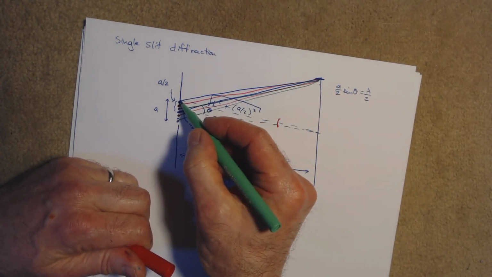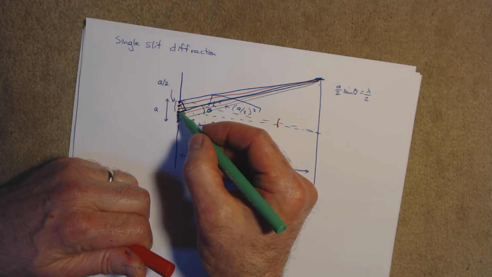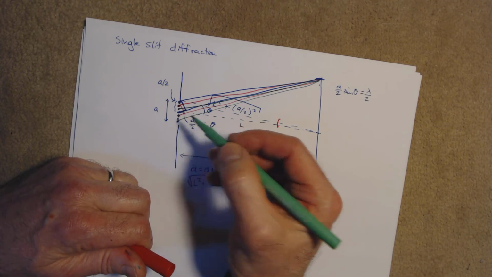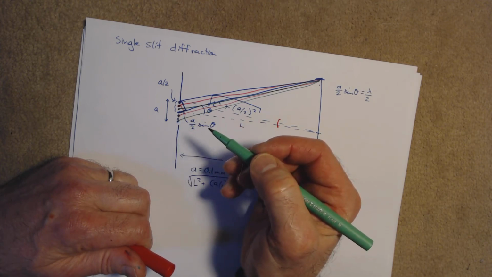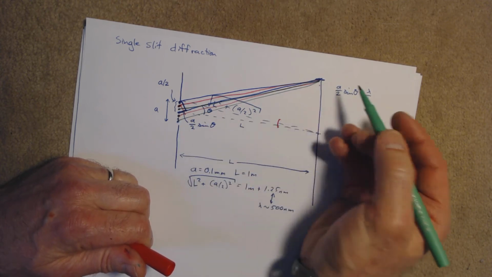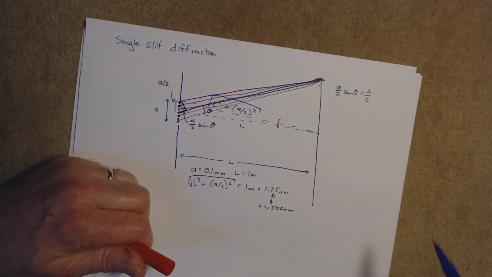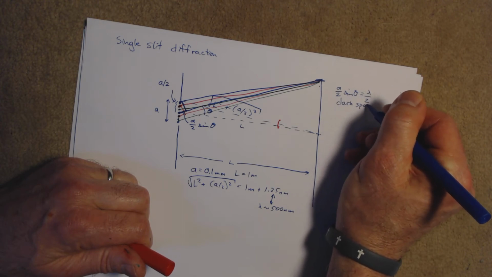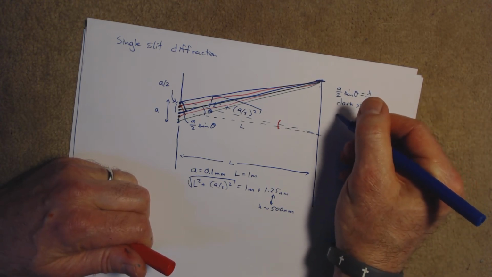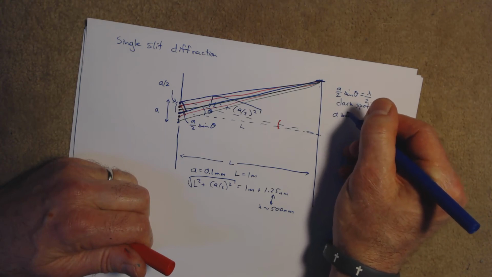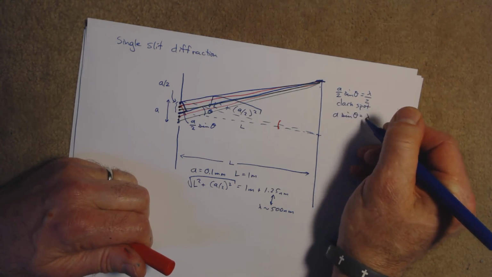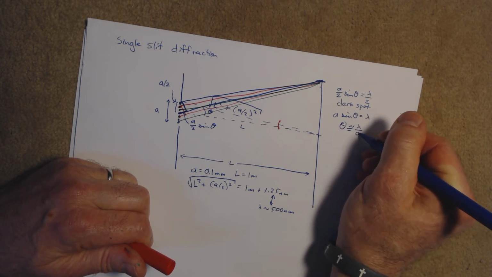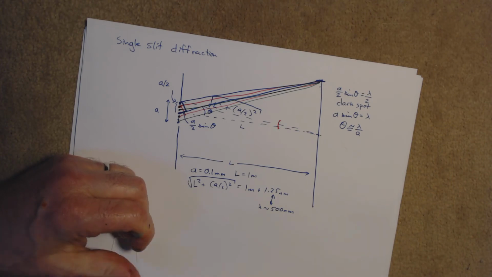So I'm going to get pairwise cancellation, and so for every point in the top half of the slit, there will be a point in the corresponding position in the bottom half of the slit that cancels the wave from it. So I'm going to get a dark spot at this position. So this gives me a dark spot, and I could write this as a sine theta equals lambda, or theta is approximately equal to lambda over a. That's where that dark spot occurs.